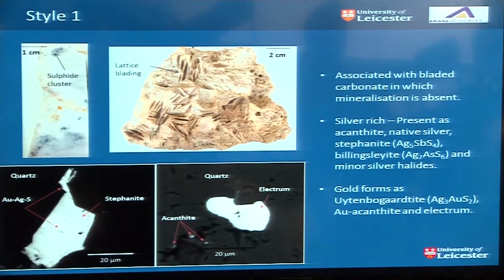This is what they look like in hand samples. So we've got these little clusters of sulfides, sometimes referred to as ginguru spots. But we need the compositional data to go with that to properly classify that style. And we found this one to be fairly silver-rich with these various silver minerals and a little bit of gold as gold sulfide.